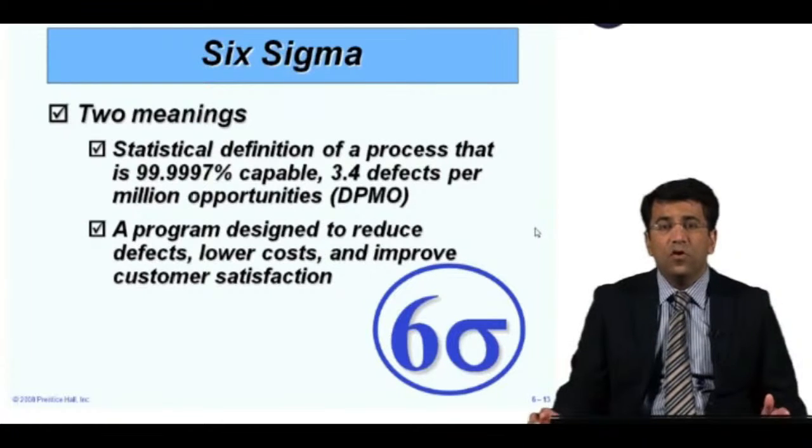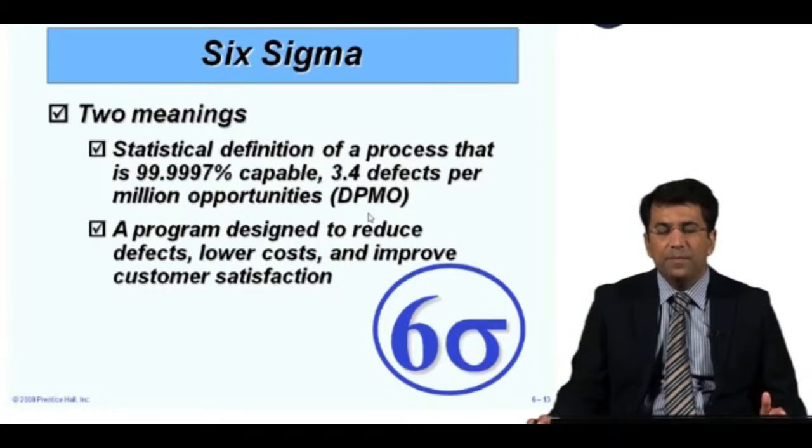Okay, the next very important concept of quality management tool and quality management approach is Six Sigma. Okay, what is Six Sigma? Six Sigma has two meanings, again in the perspective of TQM. One meaning is related to statistics. That is the statistical definition of a process that is 99.9997% capable, 3.4 defects per million opportunities, and this is known as DPMO, that is defects per million opportunities.